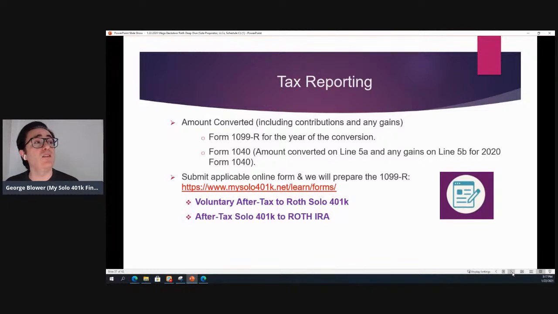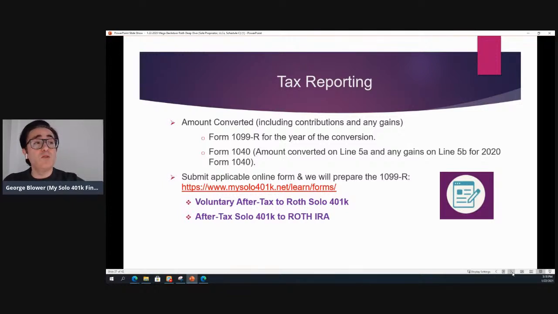Now, when it comes to that 1099-R, that's going to include the amount converted. So that might be the contributions and any gains. Again, it's reportable for the year of the conversion. Now, you would then take that converted amount and you would report that on your 1040 for that year. So line 5A and any gains on line 5B.